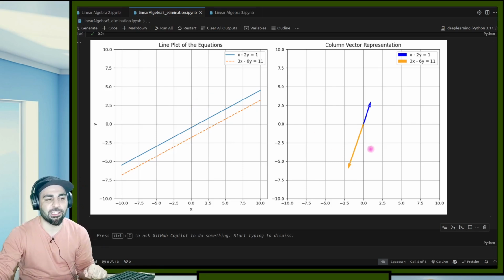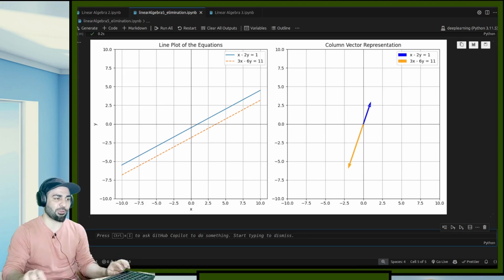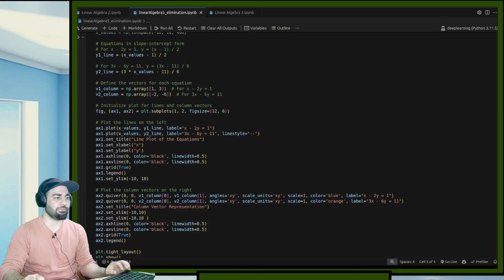But in here, this is the most important thing. I wanted to get an output vector. Output vector was 1 and 11. Let's make that also. Output vector is 1 and 11.